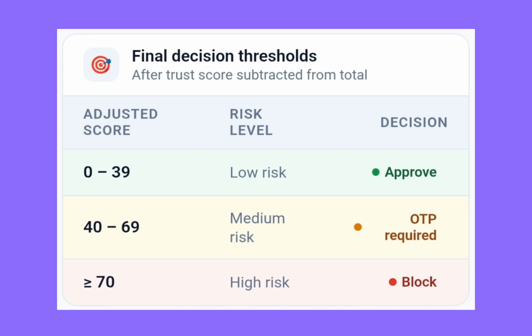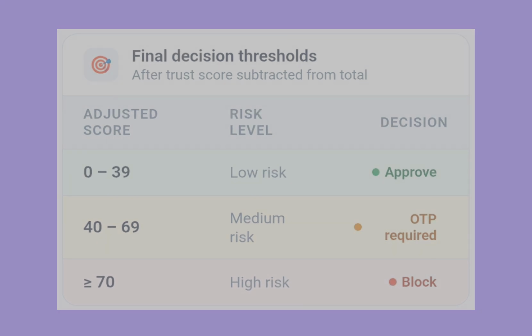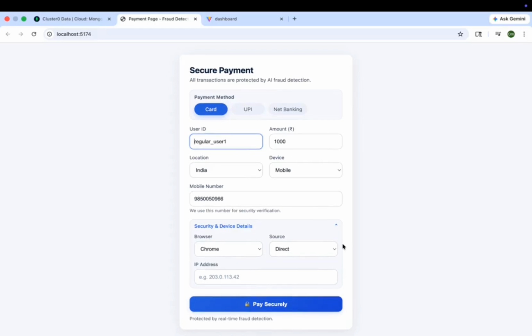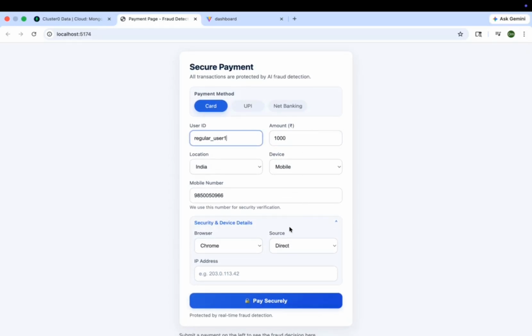Below 40 approved, between 40 to 69 OTP verification is triggered, 70 or above the transaction is blocked immediately before any loss can occur. Now we demonstrate the first scenario, which is a normal transaction.